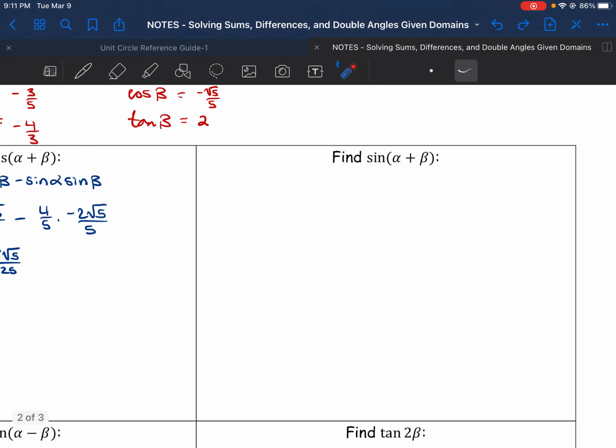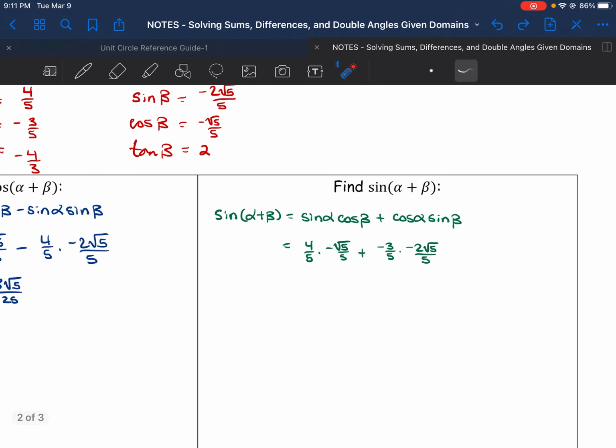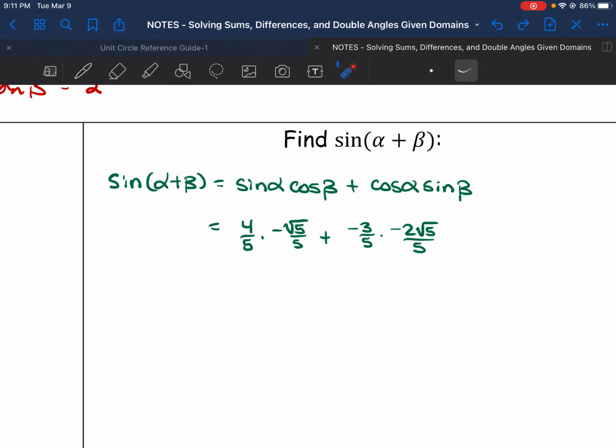Next, let's go ahead and calculate sine of alpha plus beta. Well, sine of alpha plus beta is sine alpha cosine beta plus cosine alpha sine beta, so that's just the addition formula for sine. And let's go ahead and plug in all these pieces. Let's plug in the fact that sine of alpha is 4/5, cosine of beta is -√5/5, cosine of alpha is -3/5, and sine of beta is -2√5/5.